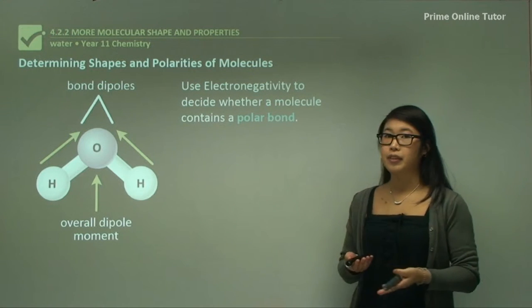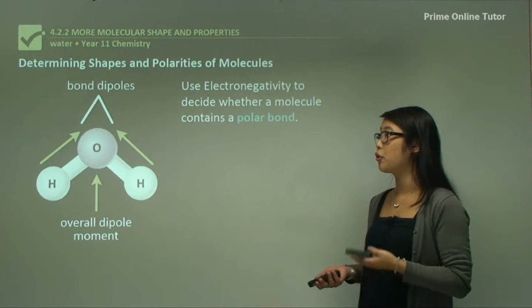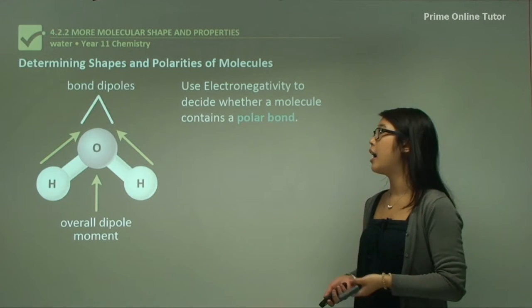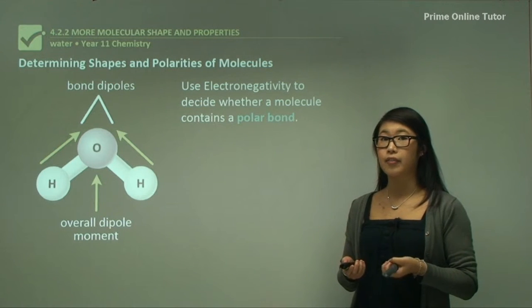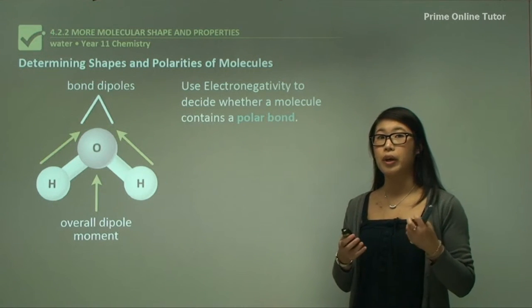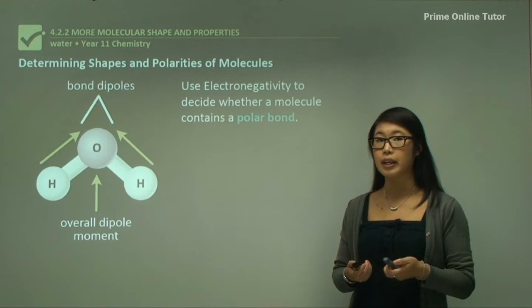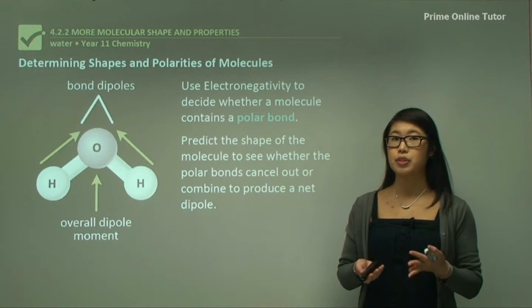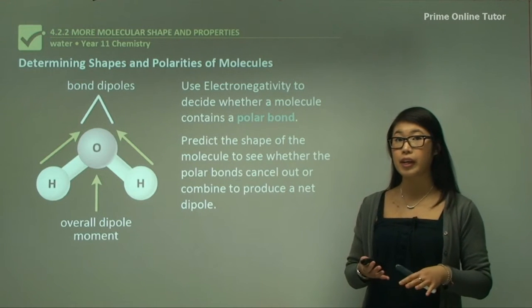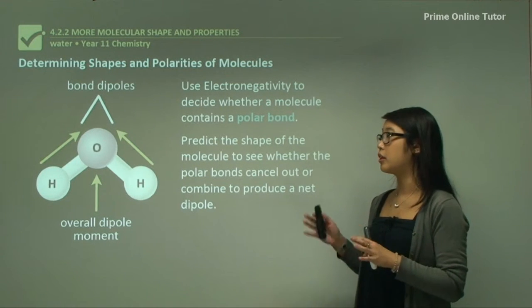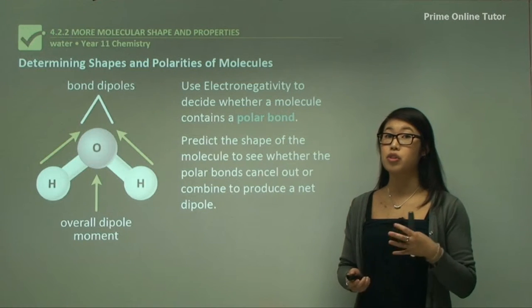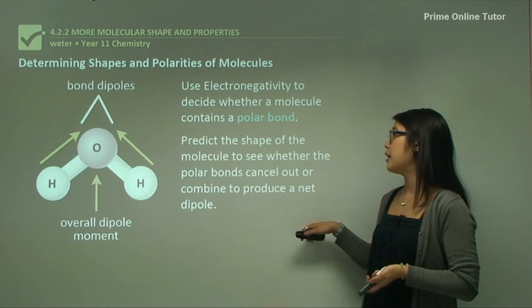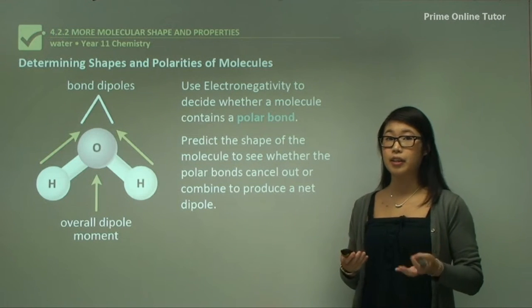We use electronegativity to decide whether the bond is polar. In covalent bonds, the electron pairs are shared between two atoms. So if it's got an electronegative atom, one that pulls the electron density closer to it, it's going to have a polar bond. And then we can also use VSEPR theory to look at whether the molecule is going to be symmetrical or not symmetrical in shape. So we use this to predict the shape of the molecule and to see whether the polar bonds can either add together or cancel out.